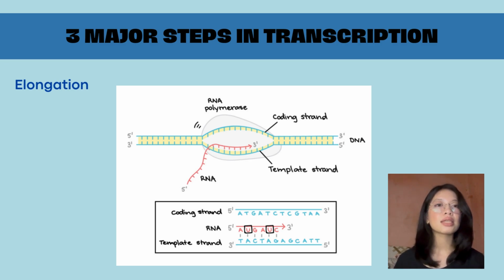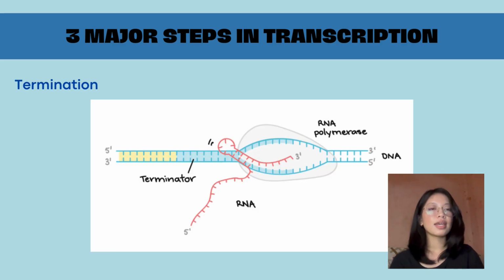Uracil is actually less stable than thymine, hence why we use RNA, so that there are not as many problems when it comes to synthesizing, since it will break down easier than thymine. And lastly, we have the termination. Sequences called terminators signal that the RNA transcript is complete. Once they are transcribed, they cause the transcript to be released from the RNA polymerase.